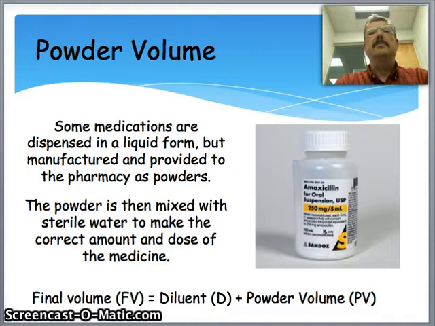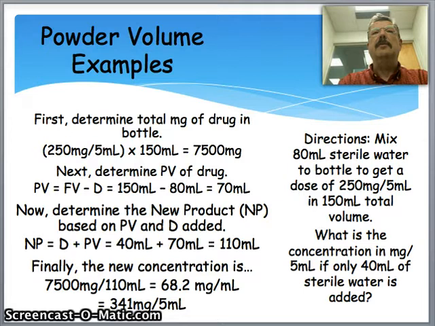Powder volume. Some medications are dispensed in a liquid form, but manufacturers provide them to the pharmacy as powders. The powder is then mixed with sterile water to make the correct amount and dose of the medication. The general formula is final volume is equal to diluent plus the powder volume. Here's an example of how you would do this.